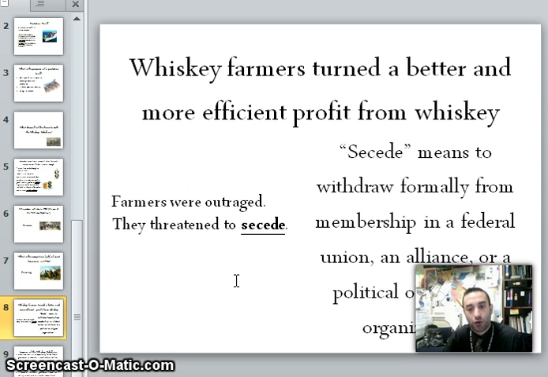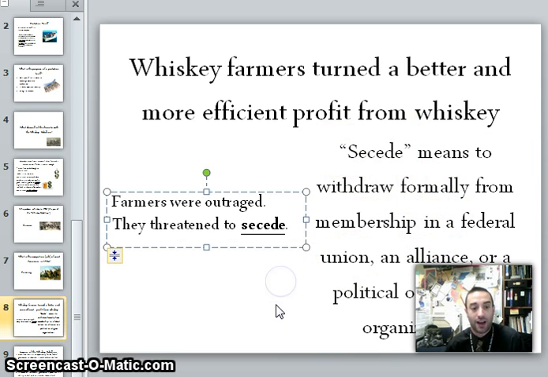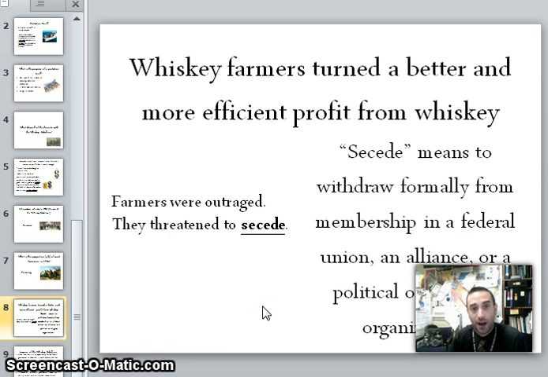And secede means to withdraw formally from membership in a federal union or alliance or a political or religious organization. So secede means to break away. Okay, it means that they, as a part of the state, or perhaps an entire state, we will see during the American Civil War, will actually break away from the Union. Okay, so this is a big threat. This is as bad as it gets, basically, because you're basically saying we're going to leave altogether. We've given up on this new government, and the government's really only existed at this point for 5 years. All right.